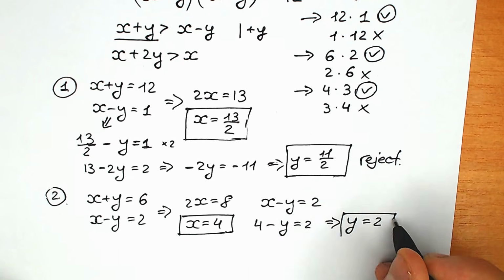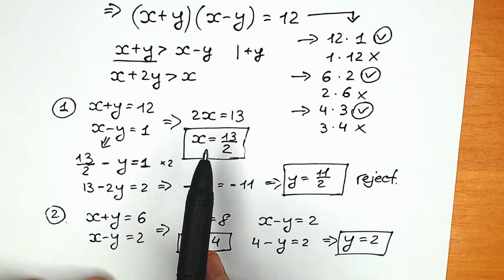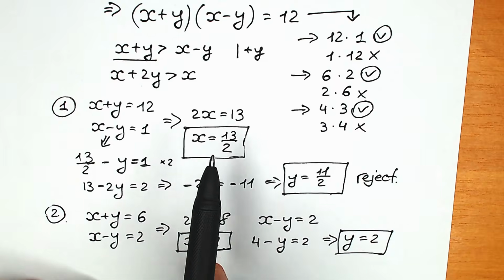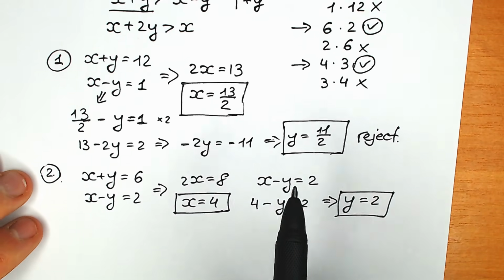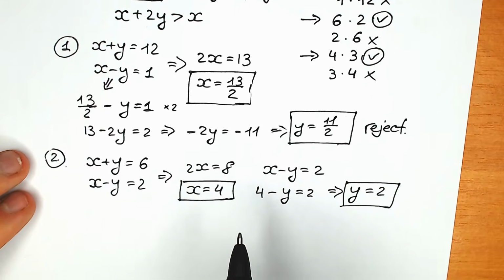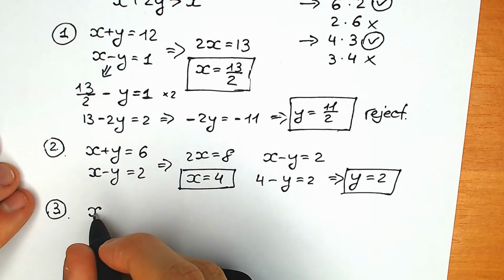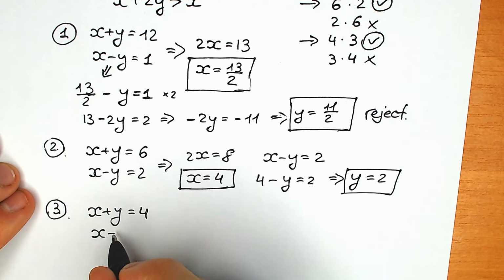And as a result, we have one pair. We're going to check this pair a little bit later, but we have an integer answer, x equal to 4 and y equal to 2. It's not the case that we had in the beginning with the non-integer pair, so we don't need to reject this one. And the last one, 4 and 3. This is our last case. We're going to have x plus y equal to 4 and x minus y equal to 3.